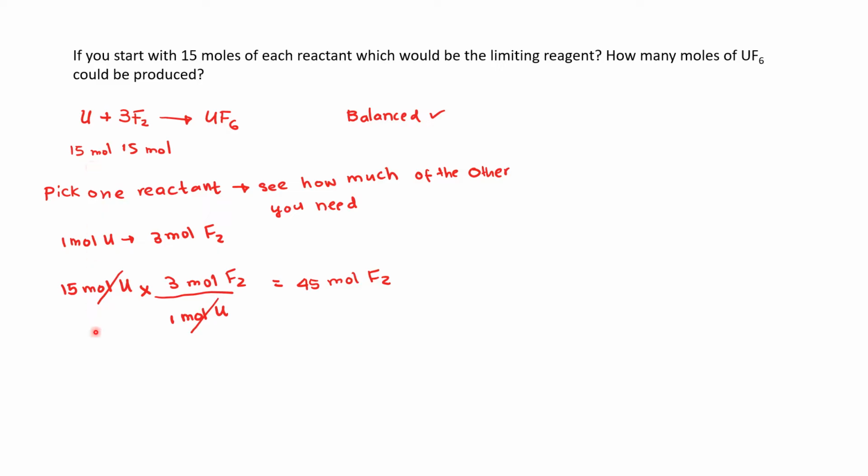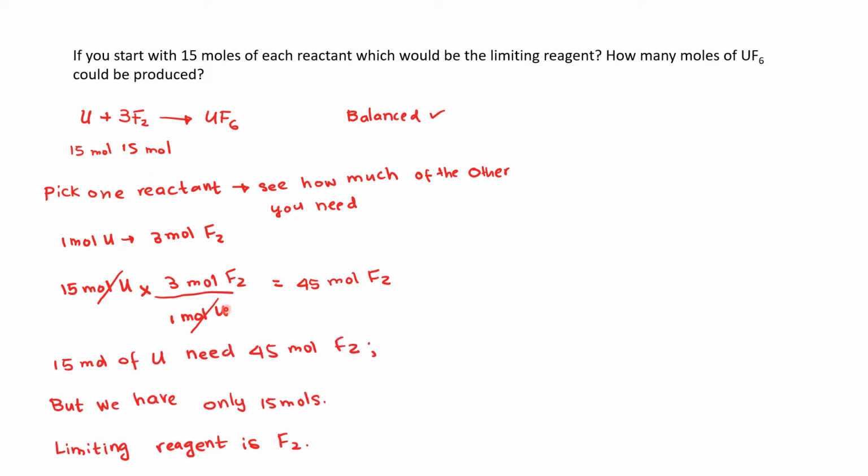And we have 15 moles of uranium. We start from there and find out how much fluorine we need to react with these 15 moles of uranium. We start with 15 moles of uranium, and we know 1 mole of uranium needs to react with 3 moles of fluorine. The number of moles of fluorine you need is 45. However, we have just 15 moles. So that means the limiting reagent is fluorine.